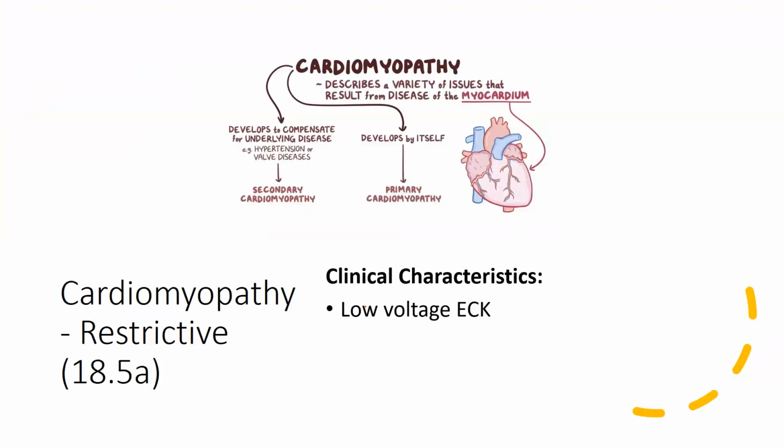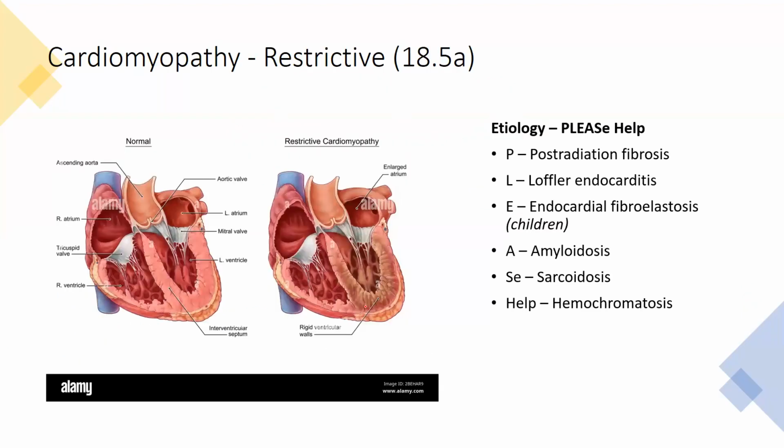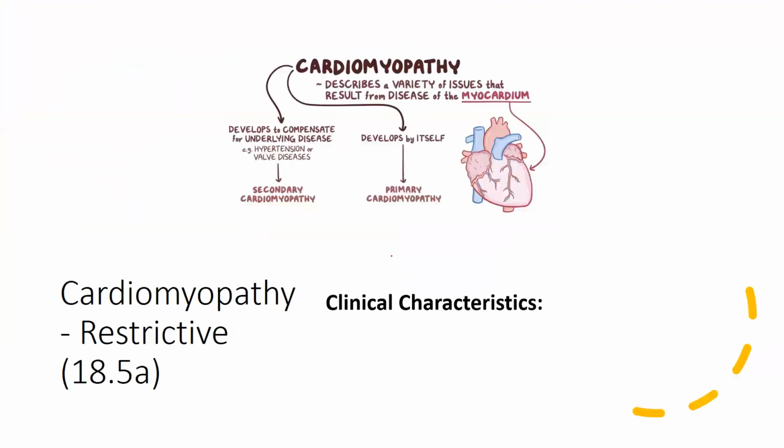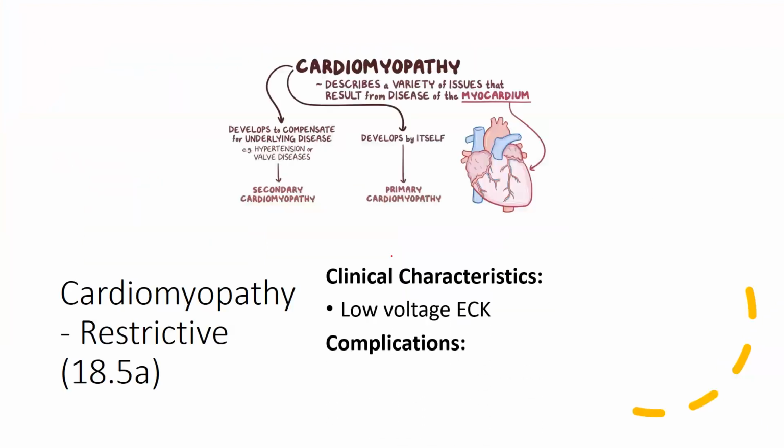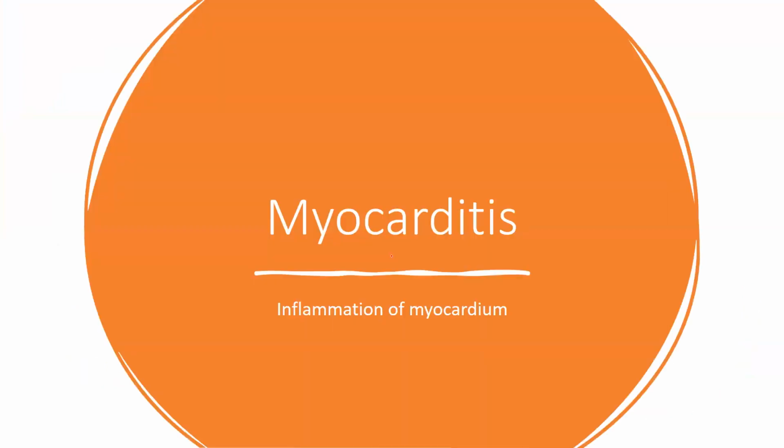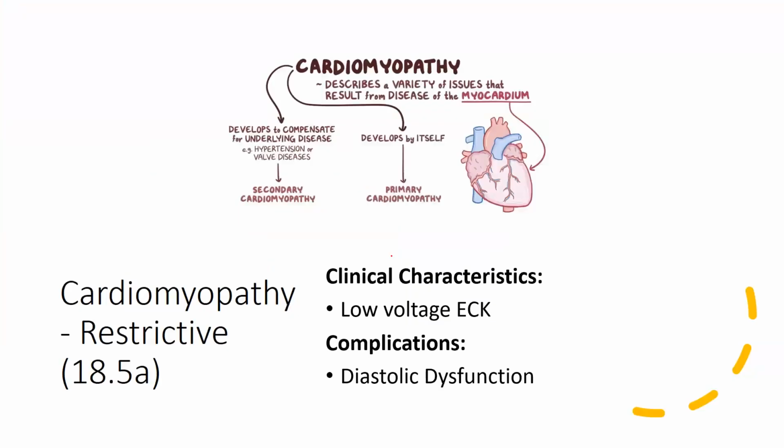Clinical characteristics are going to be a low voltage, it's an EKG, not ECK. Complications are going to be diastolic in nature because, again, we are going to have this space be filled. It's going to actually have less space for blood to flow in it. You could potentially also see some systolic dysfunction if the infiltrates are making it so you can contract less effectively. So your contractility will also go down. Those are your three.